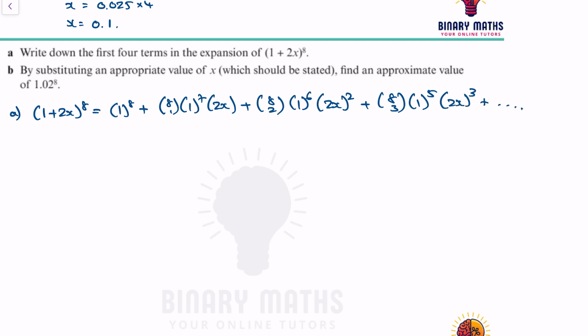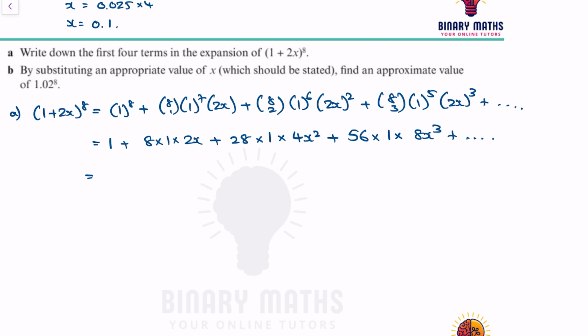That's which is just equal to 1 plus 8 times 1 times 2x. 8 choose 2 is 28 times 1^6 is just 1 times (2x) squared is just 4x squared. 8 choose 3 is 56. 1^5 is just 1. And (2x) cubed is 8x cubed.